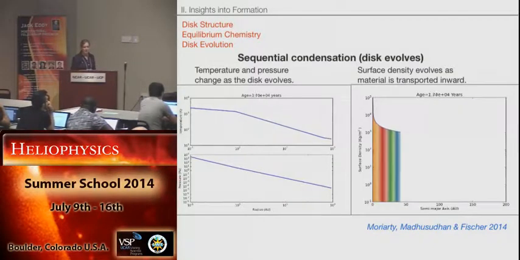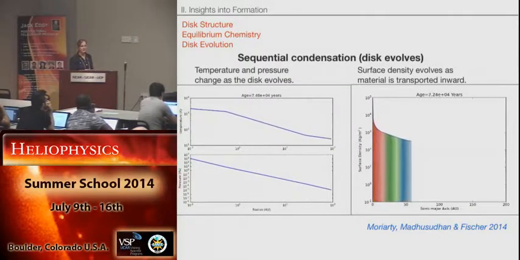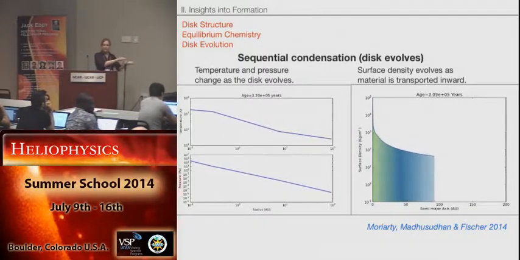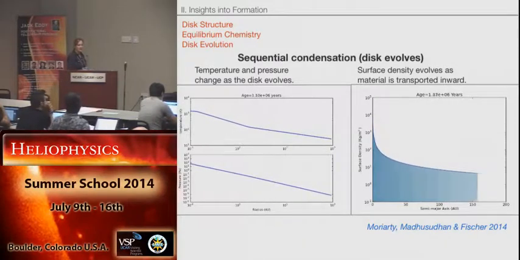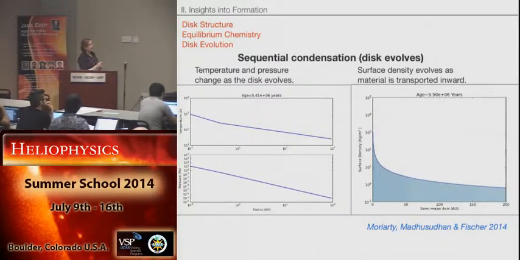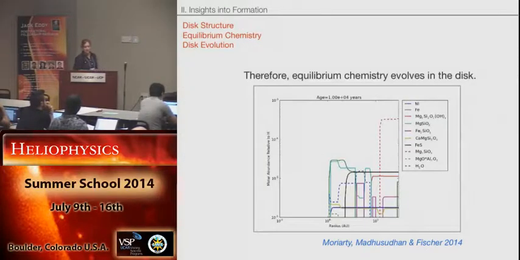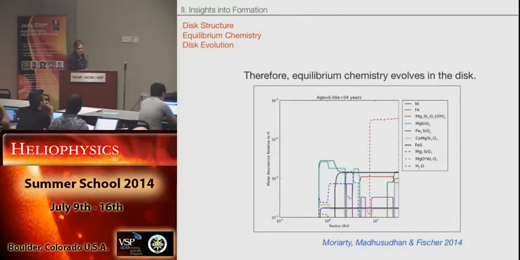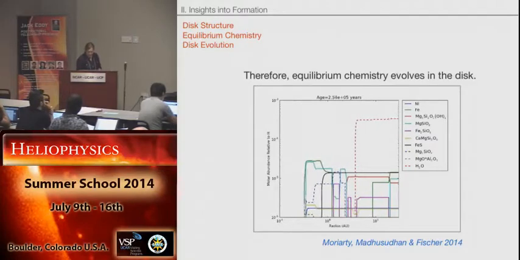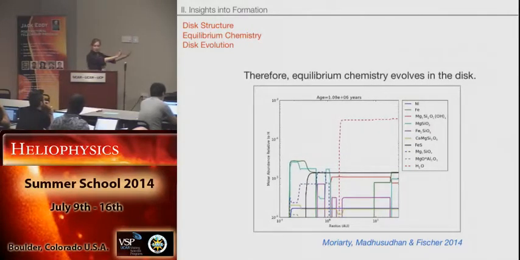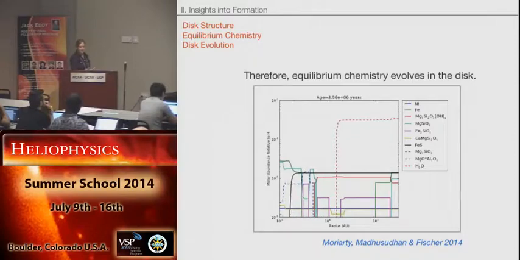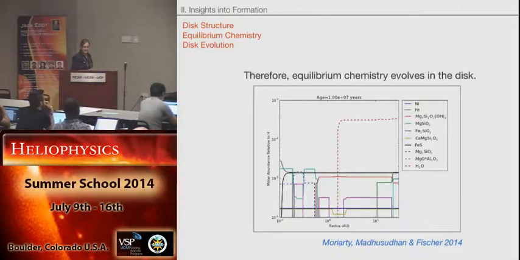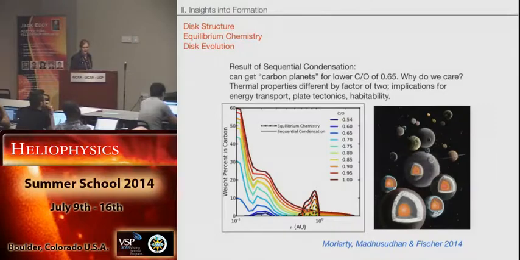And what Jack showed, looking at sequential condensation, that is, taking temperature-pressure profiles at different times as the disk evolves, is that the carbon-to-oxygen ratio that was needed to form carbon-rich planets was lower than we ever assumed. So here are his models, going along with time. You see the inward motion of material in the disk. The equilibrium chemistry is evolving in the disk as stuff accretes and as the temperature and pressure change. And then the takeaway line is right here.